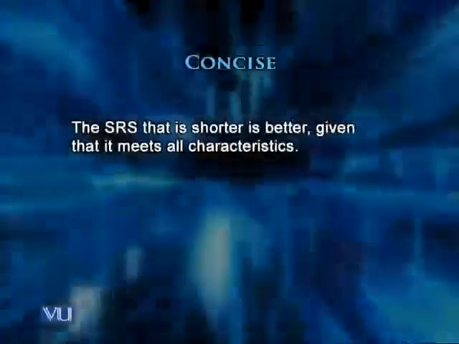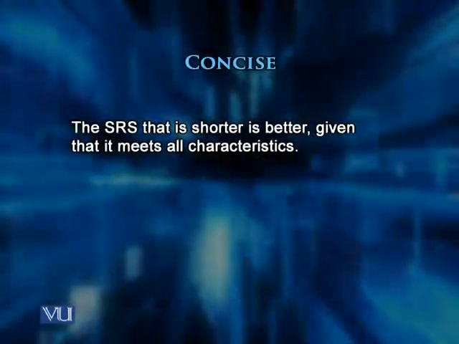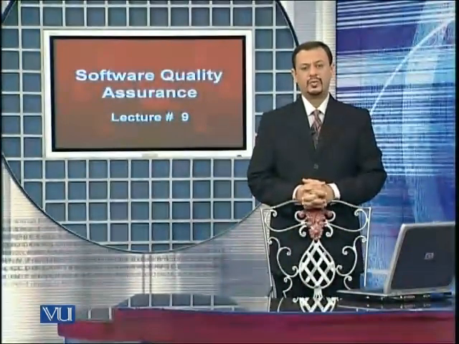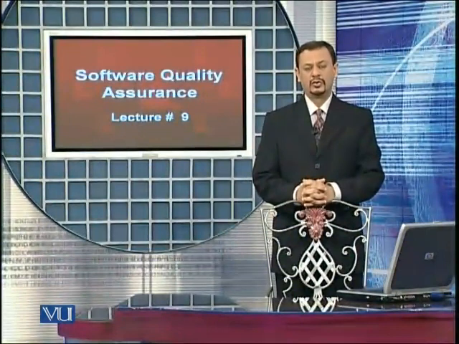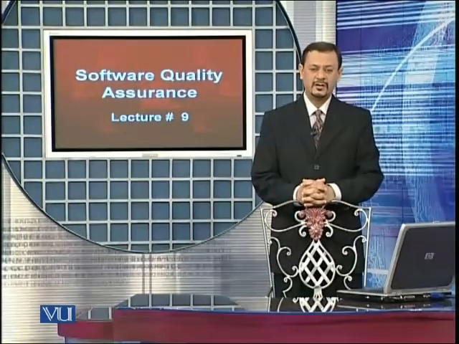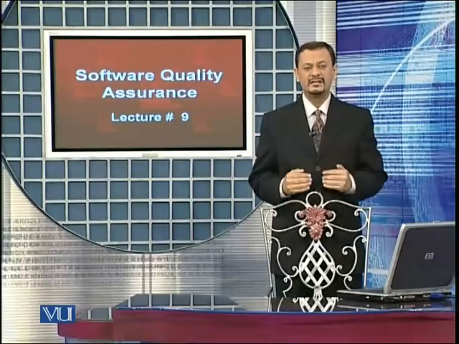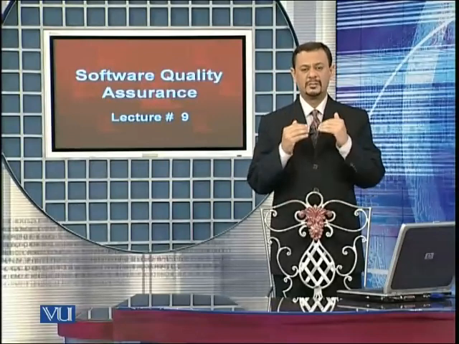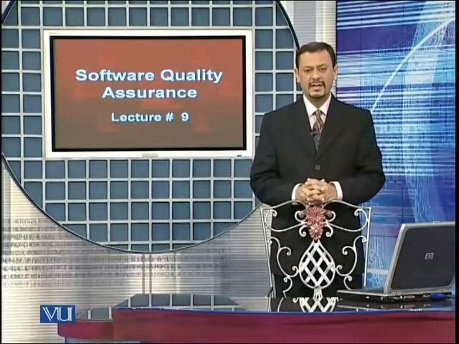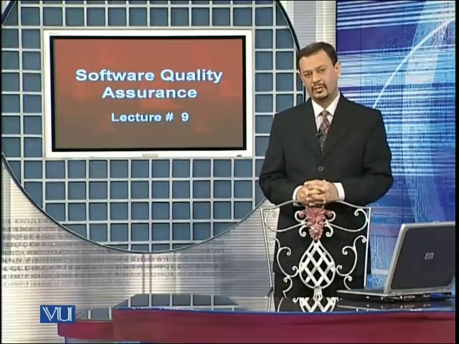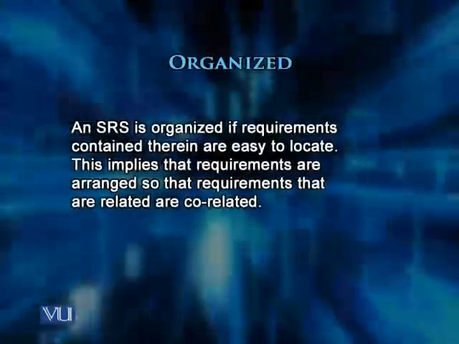An SRS should be concise. An SRS that is shorter is better, given that it meets all the other criteria. We don't have to be verbose. We don't have to unnecessarily write long SRS. If an SRS conveys its meanings, it is consistent, it is complete, it is unambiguous, then conciseness is a very good quality attribute.